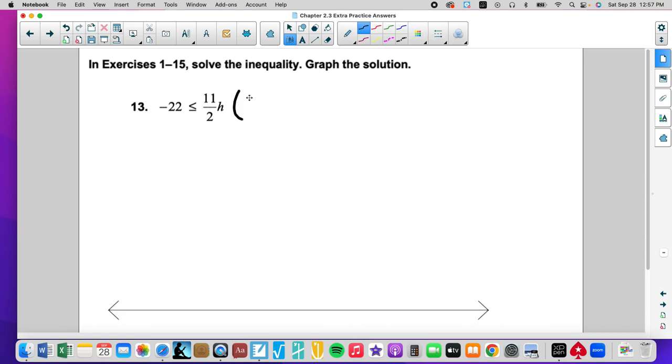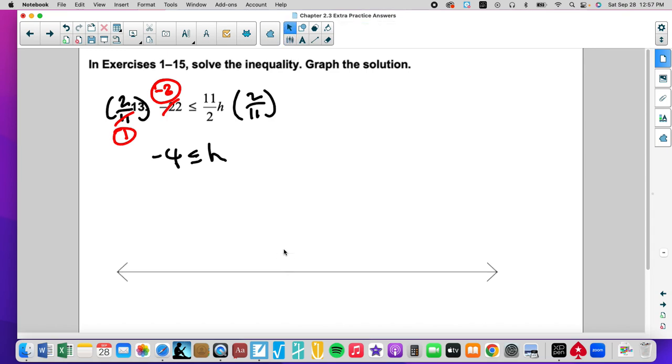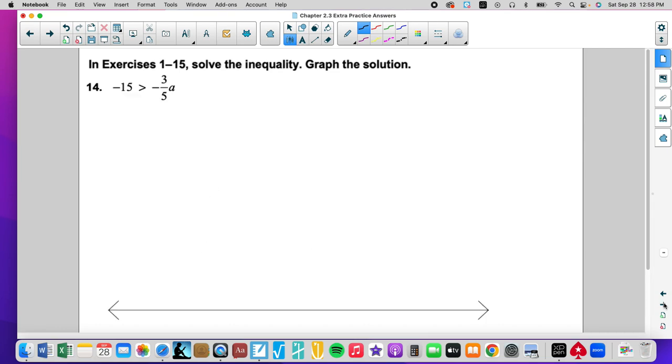11 over 2 is multiplying. I'm going to multiply by the reciprocal. This time, the denominator does go into the numerator. 11 goes into 11 once. 11 goes into -22 -2 times. 2 times -2 is -4. Is less than or equal to h. I don't flip it because I look and see what did I do to both sides. 0, -4. I have an equal sign, so I'm going to close the circle, and my solutions are greater than.